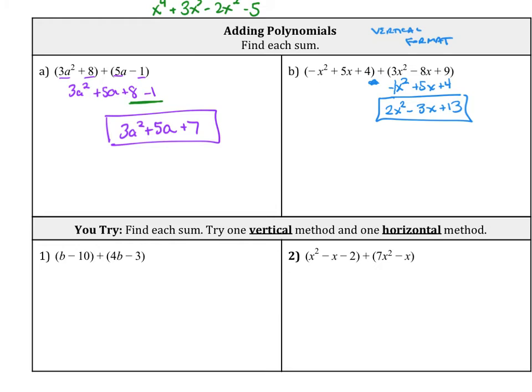So try this example. The horizontal method was the one I did first. I just started rewriting it and grouping the like terms together. So this is a horizontal method versus this is our vertical method. And each one is good. It just depends on the type of problem you're doing. So try 1 and 2 out. Pause the video.